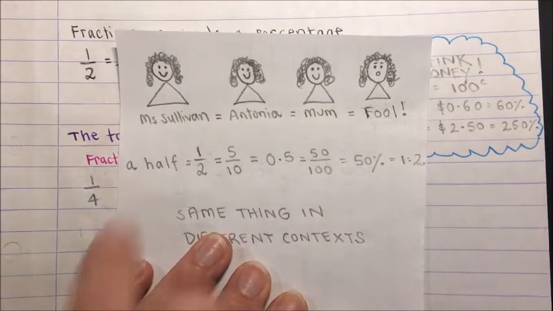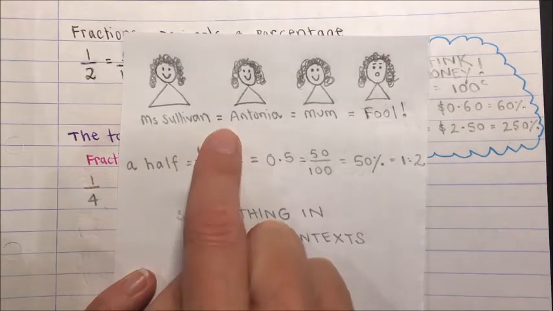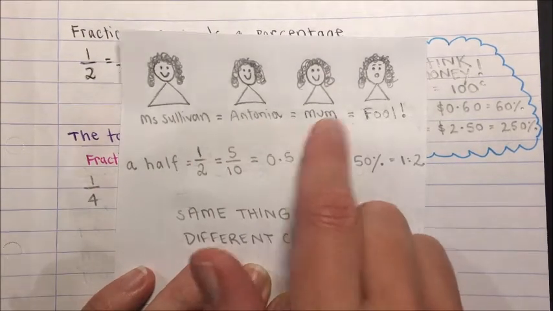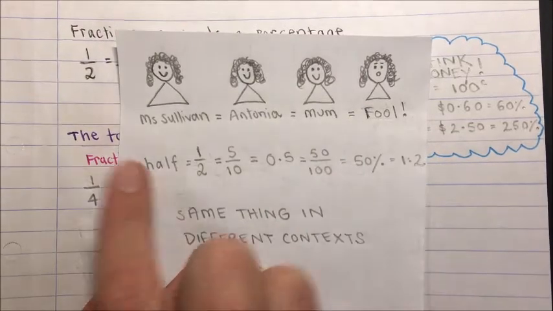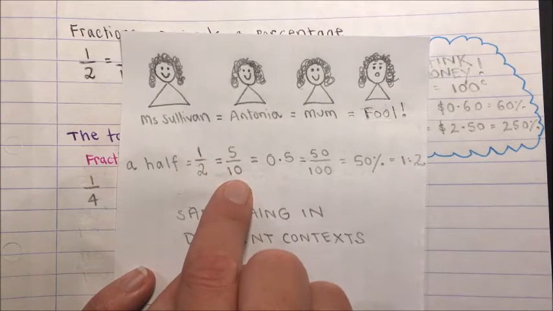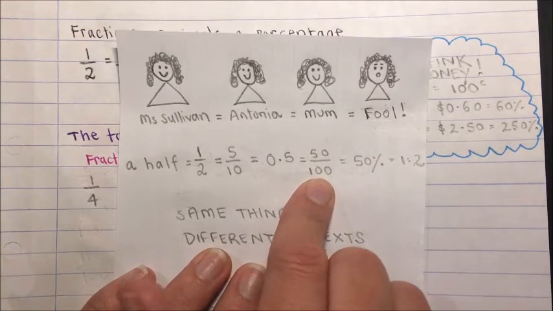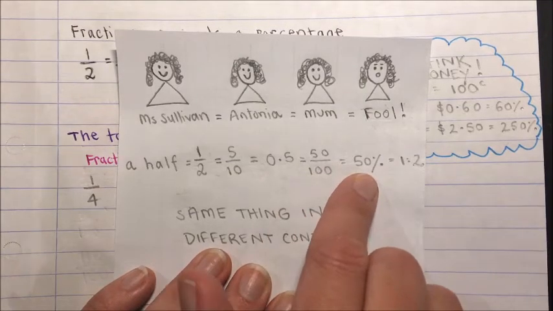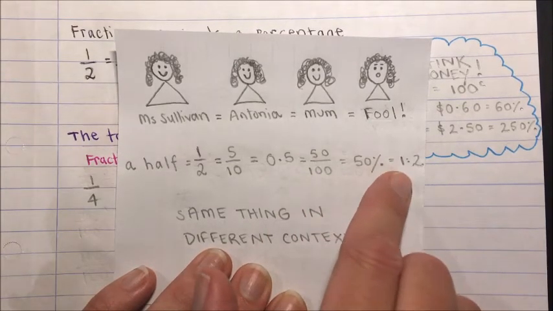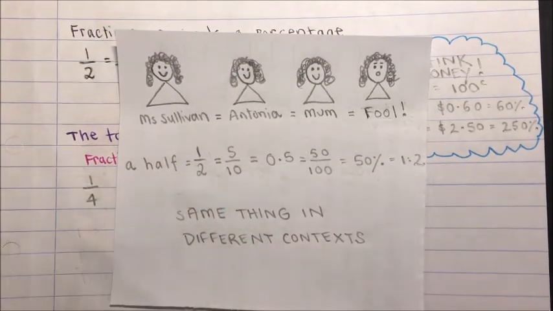So just like Miss Sullivan is equivalent to Antonia, is equivalent to Mum, a half is equivalent to 1 over 2, which is equivalent to 5 over 10, or 5 tenths, which is equivalent to 5 tenths expressed as a decimal, which is equivalent to 50 over 100, which is equivalent to 50%, which is equivalent to the ratio 1:2. So these are the same thing in different contexts, so we call them different names.